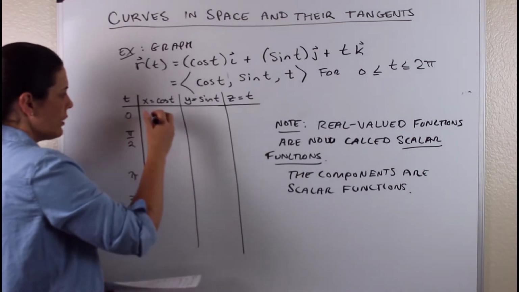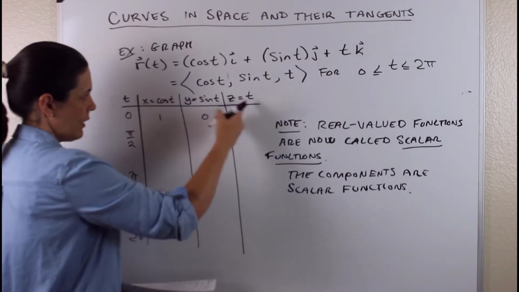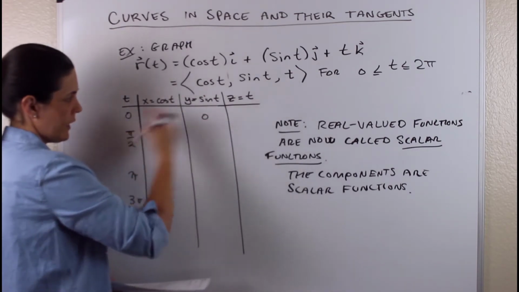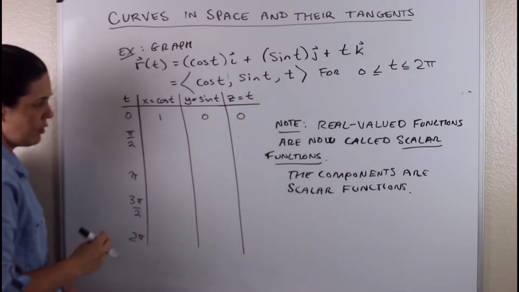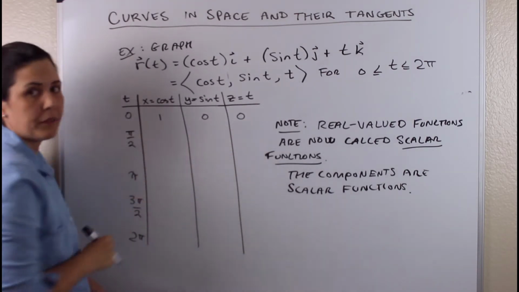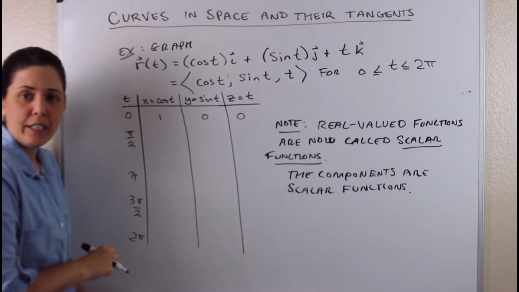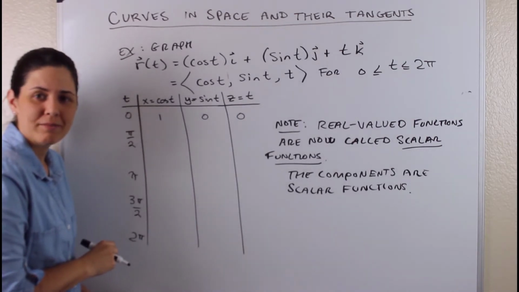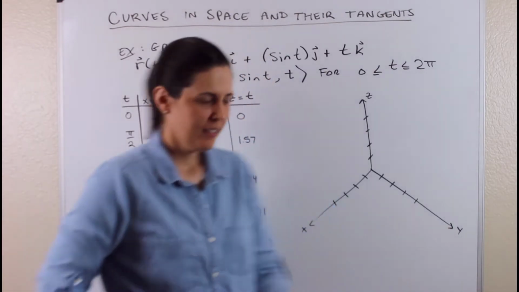So cosine of 0 is 1, sine of 0 is 0, and then z is the same as t, so whatever t is here is just our z value. So our first point that we would actually plot is (1, 0, 0). I'm going to fill this in. Feel free to pause it and fill it in yourself before I do. Okay, are you ready? I'll show you what I got.